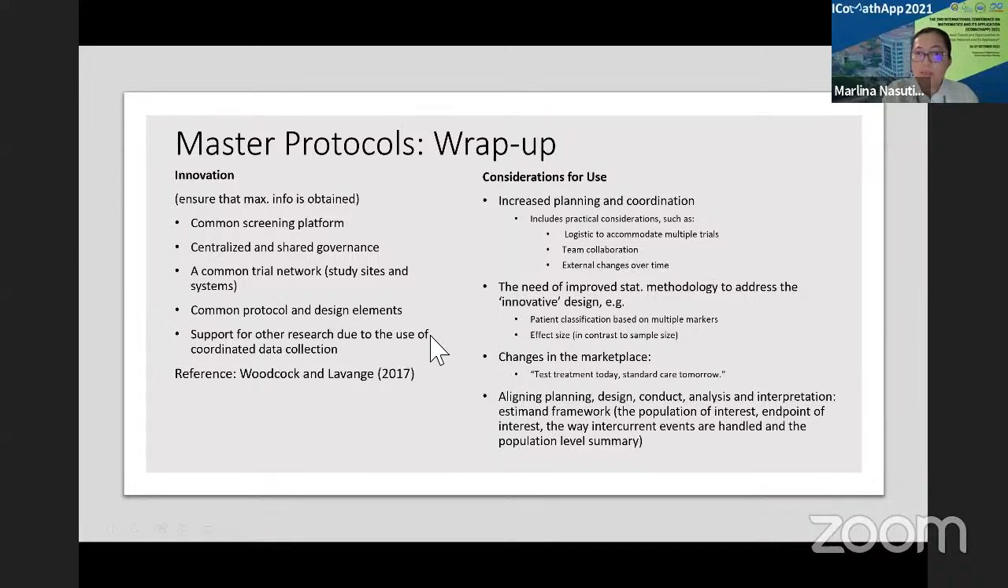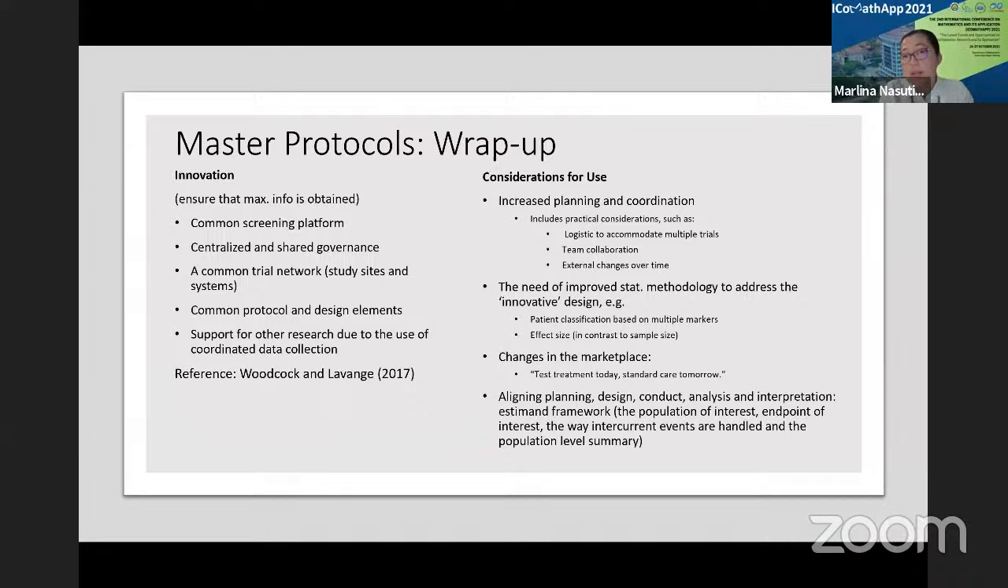A common trial network, of course, will be great. It will gain efficiency in terms of the system, right? Insights, study sites, common protocol and design elements, and so on and so forth. But at the same time, these efficiency efforts will require a lot of planning and coordination, like we mentioned before, and the need for improved statistical methodology.